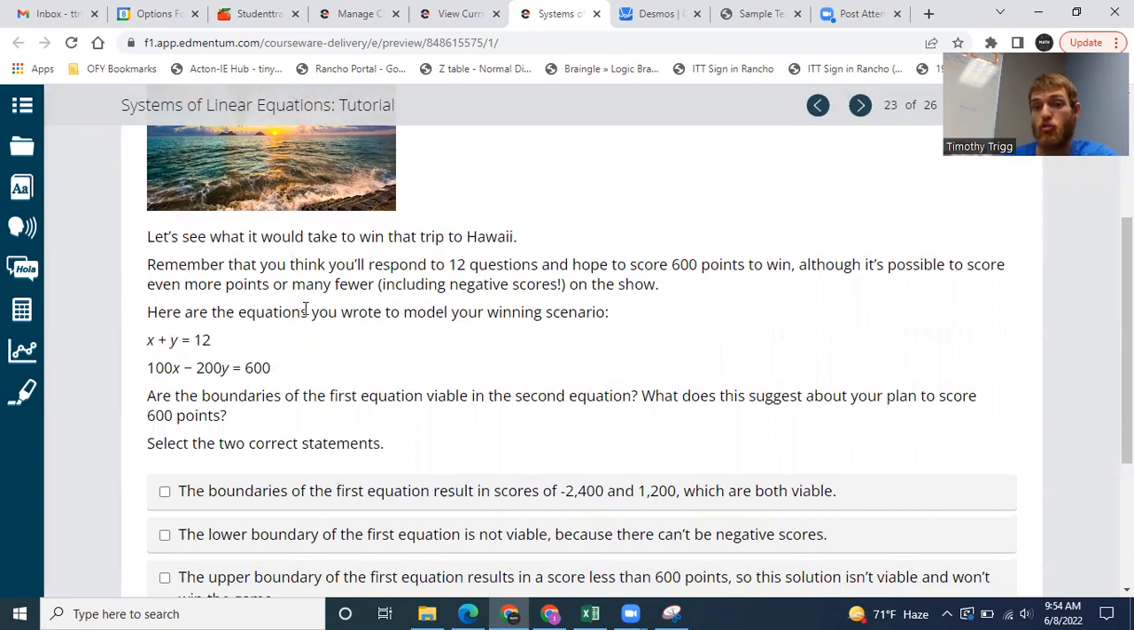So if you get all your answers wrong, then it's possible to just get a negative score. That's possible in this show. It's kind of like Jeopardy, right? You can get a negative score in Jeopardy.